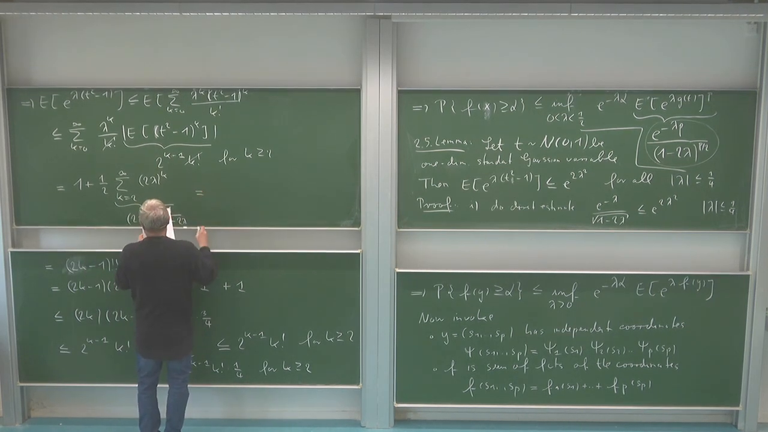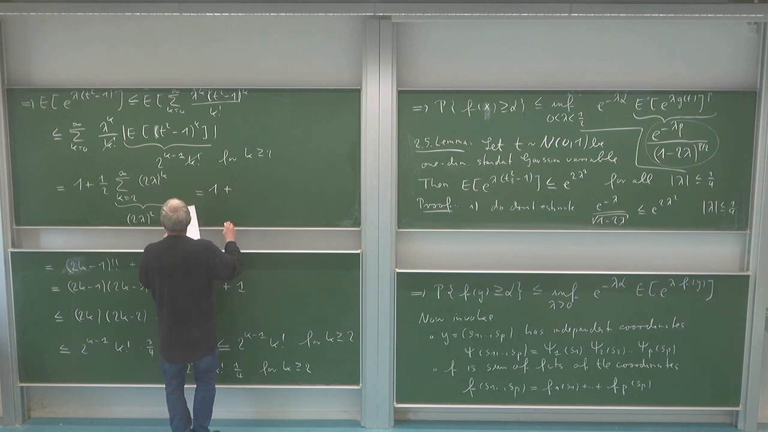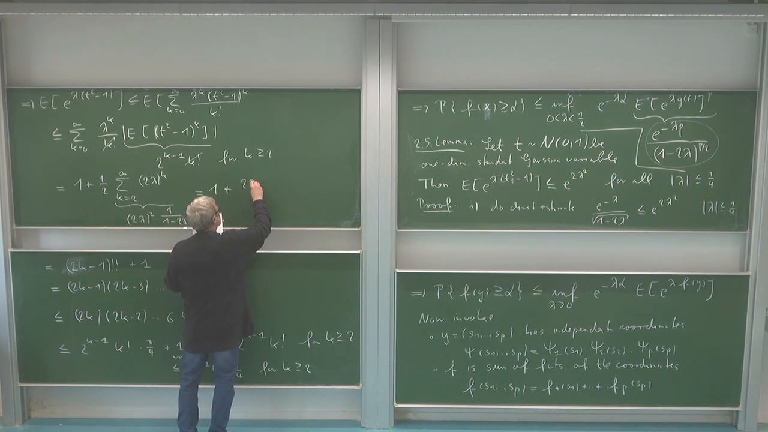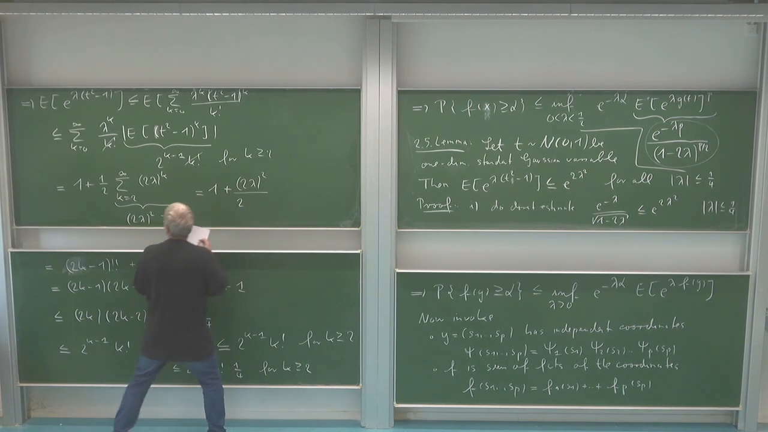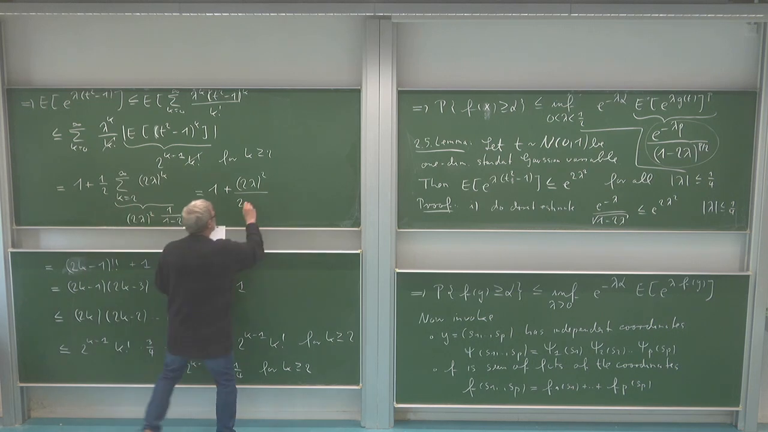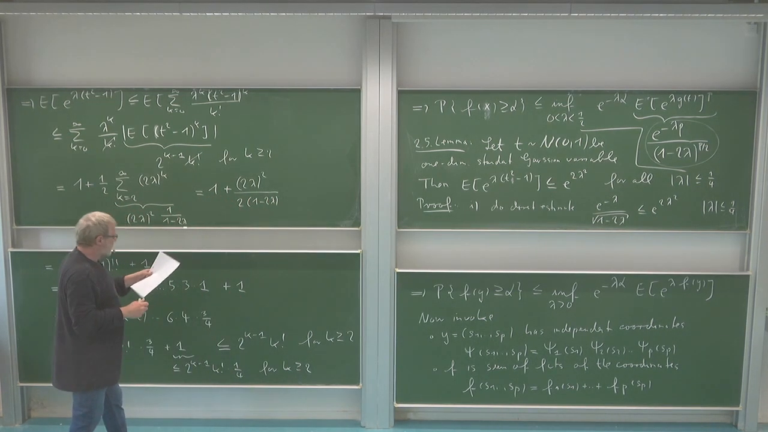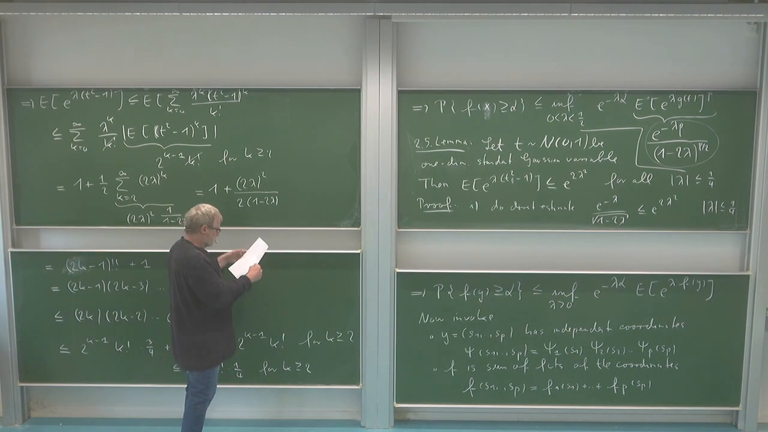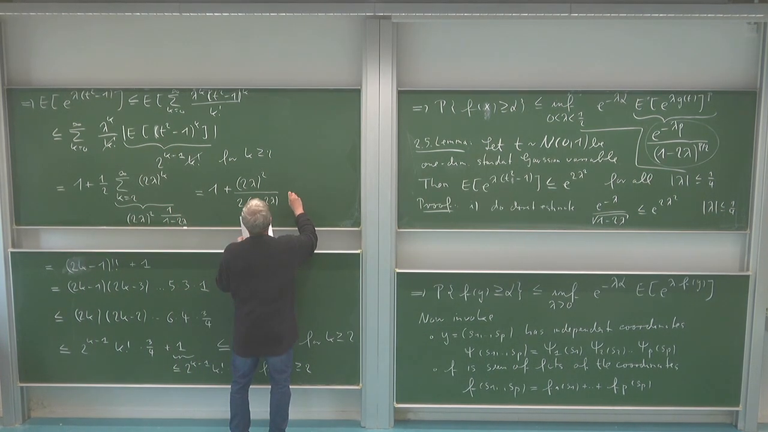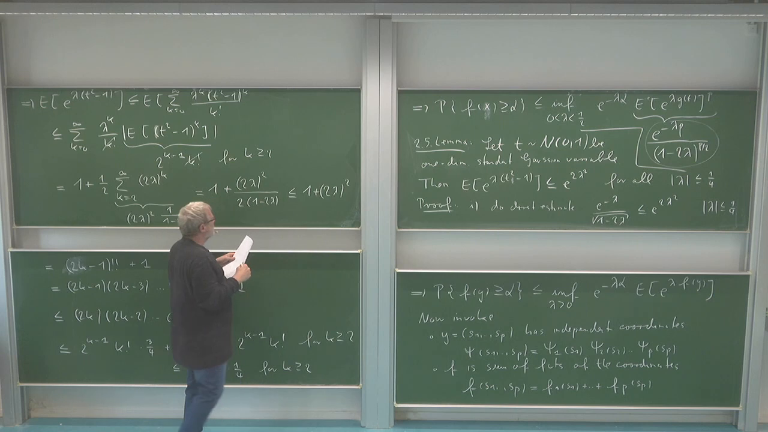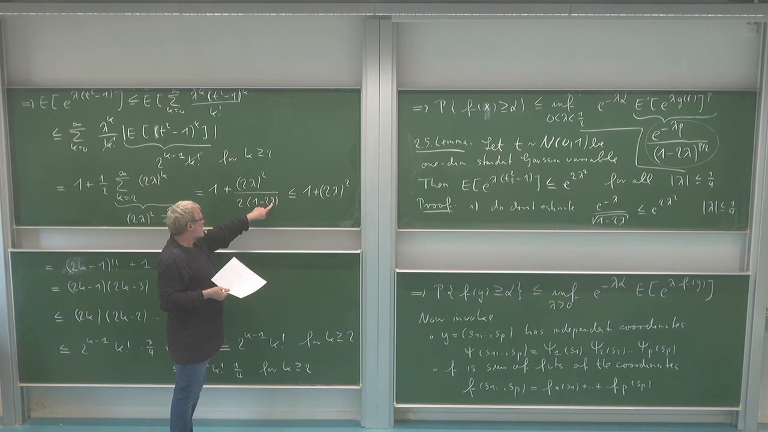Yeah, or maybe let me write it again. So it's 1 plus 2 lambda squared divided by 2. This is this 2, and here I have 1 minus 2 lambda. Okay, and now I just estimate this against 1 plus 2 lambda squared if in the right domain for lambda.